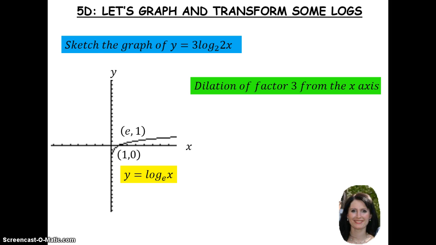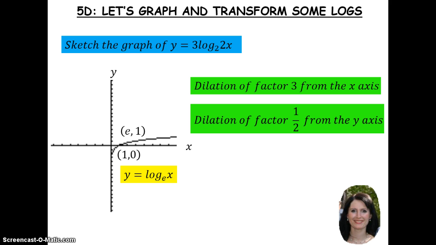Let's think about what happens in this graph. From the basic graph of y equals log base e of x, we're going to dilate by a factor of 3 from the x-axis. We're also going to dilate by a factor of half from the y-axis. So there are 2 dilations there. Our mapping is (x, y) becomes (half x, 3y). Remember that a dilation from the x-axis affects your y value. That's why we get a 3y there. And a dilation from the y-axis affects your x values. That's why we get half x.